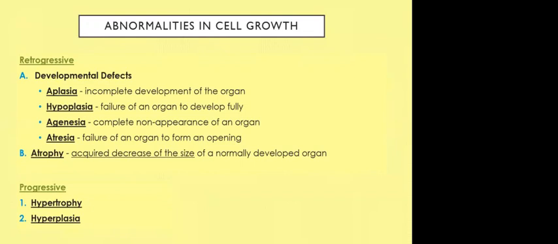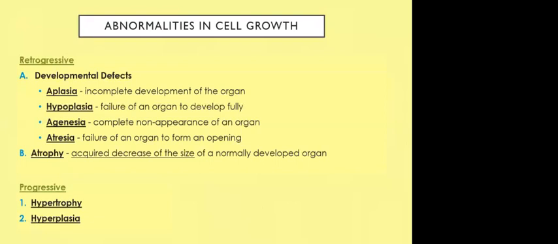For an atrophy type of retrogressive, the organ shrinks, smaller than its normal size. The next one is the progressive. For a progressive type of abnormality, the organs or the tissues are larger than normal. This can be due to the following changes: hypertrophy or hyperplasia.